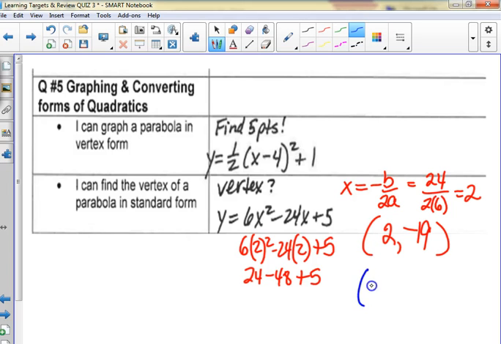Well, how do you write this? X minus 2 squared minus 19. And we keep the a, which is 6, and it's y equals. That's it. We okay? It was awful quiet for a minute there.